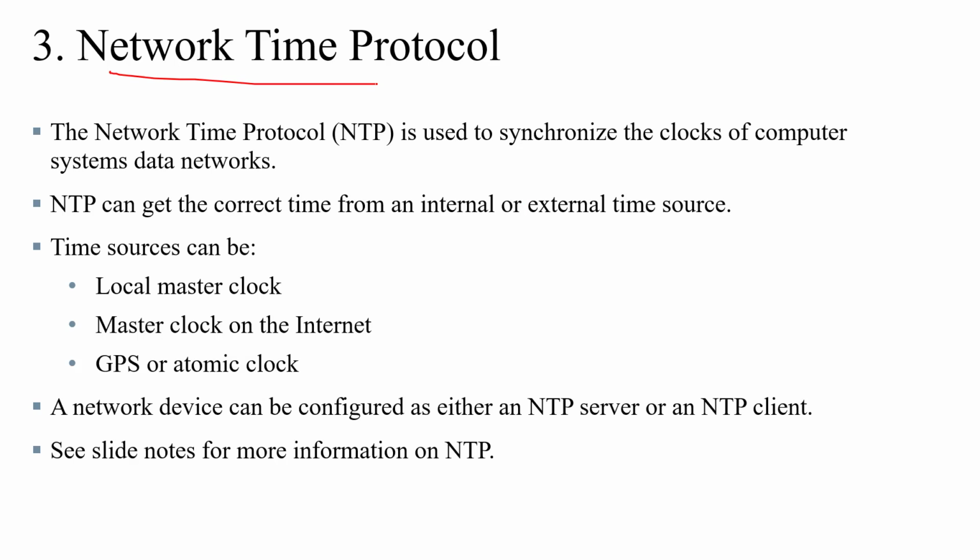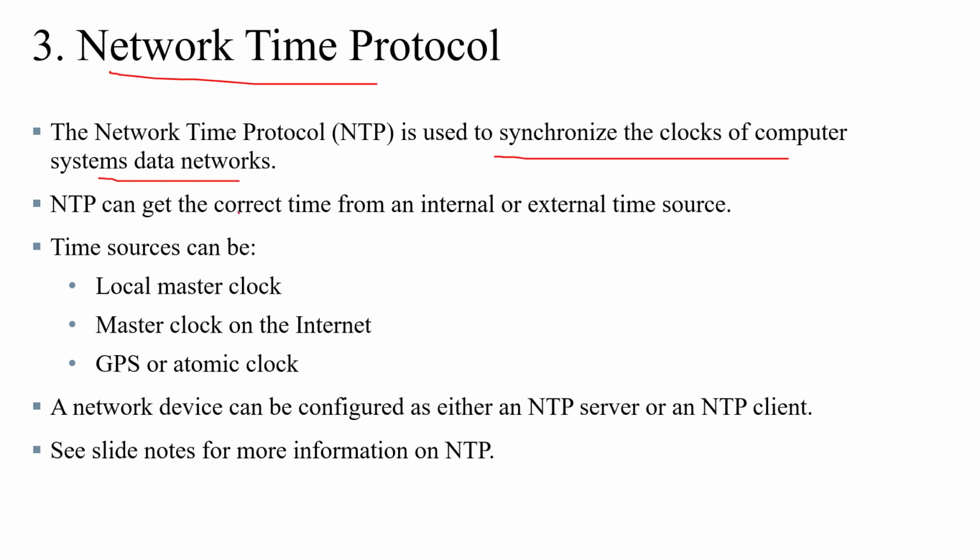The network time protocol runs on a device. You can have it on a PC or on a router, anywhere, and this NTP keeps on updating your network devices. NTP is used to synchronize the clocks of computer systems in data networks. So in a data network, it synchronizes the time every second. It keeps on updating the time.